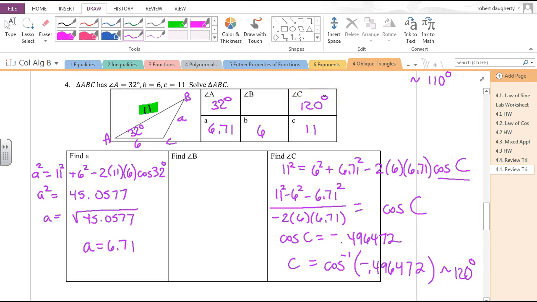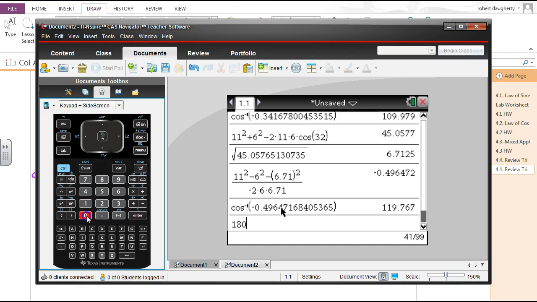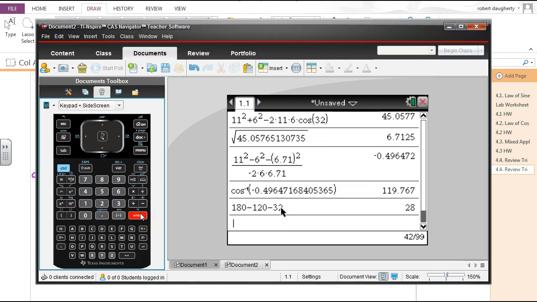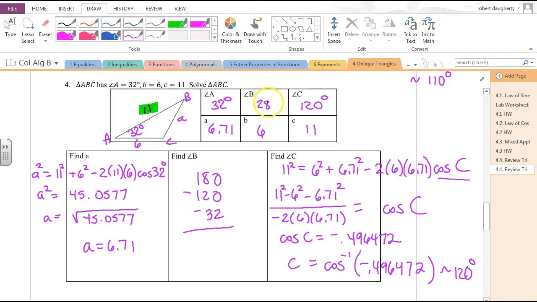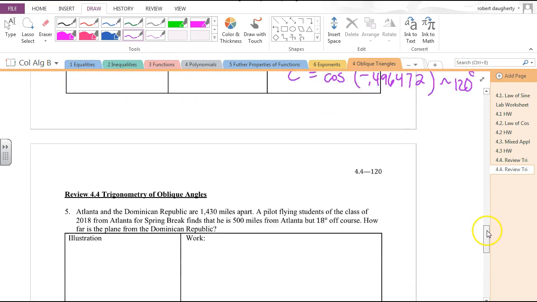Now for the easy one, find angle B. So that's going to be 180 minus 120 minus 32. And that is going to be, I think, 28. I'll just double check it after all of that math. 180 minus 120 minus 32, and that is 28. So 28 degrees. Okay. So a lot of work here, putting a lot of things together that we've done using law of sines and properties of triangles.